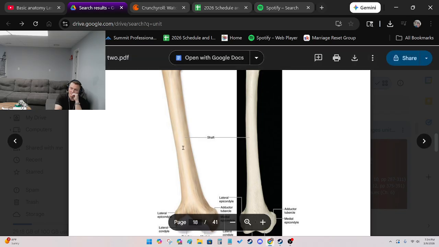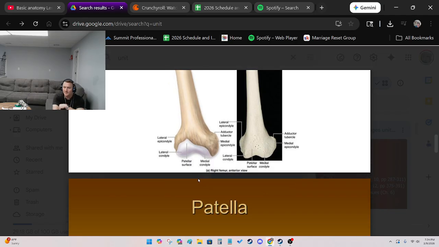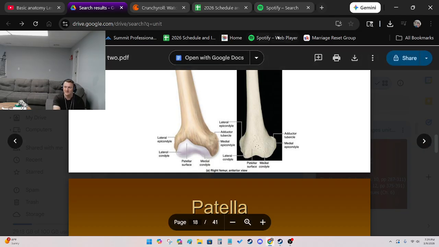The shaft, like the shaft of an arrow. Now, epicondyle, lateral epicondyle, lateral to the side. So if you can tell here, we're looking at a right femur. Yes, that's a right femur. And why would it be the right femur? Because the lateral epicondyle is on the left side, and if it was on the left side, this person would be laying down, and this would be their right leg. This would be their left leg.